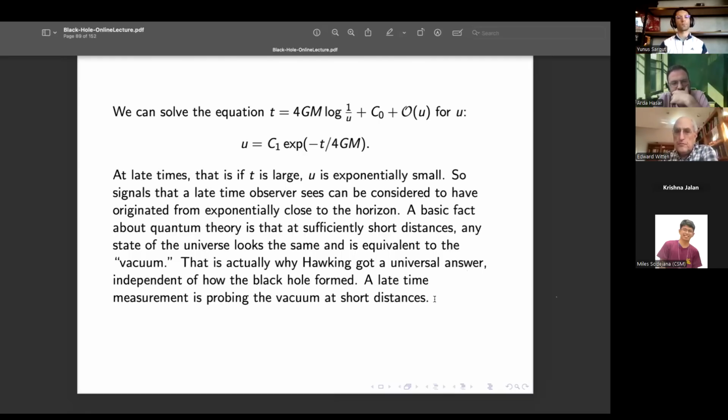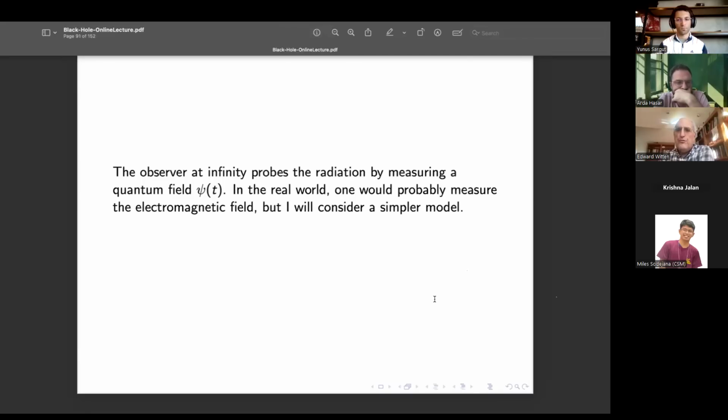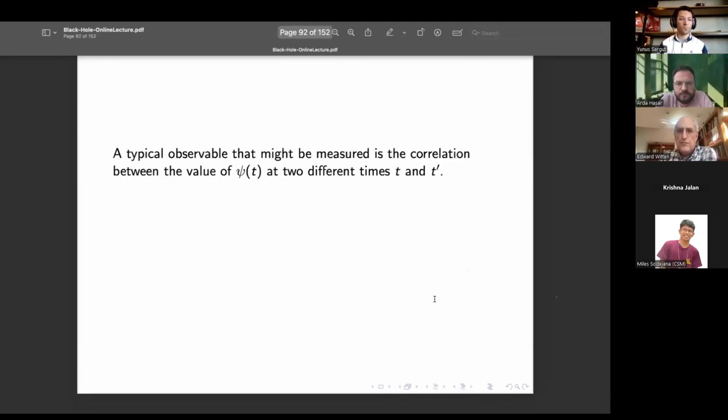Oh, okay. So what is the observer at infinity going to measure? The observer at infinity will measure the radiation by measuring a quantum field that I'll call psi of t. In the real world, you would most probably measure the electromagnetic field, because most of what would come out of the black hole, or at least most of what you can easily measure, would be photons. But I'll consider a simpler model that I'll specify in a second.